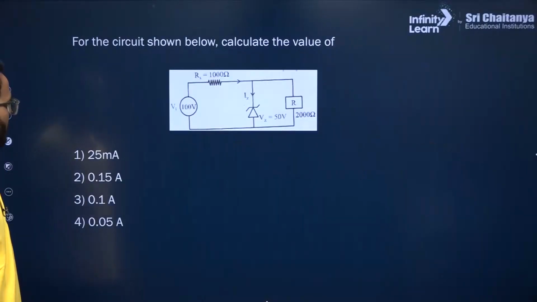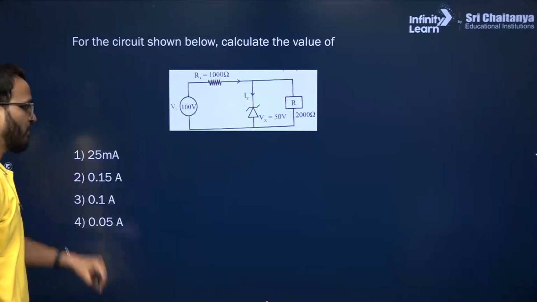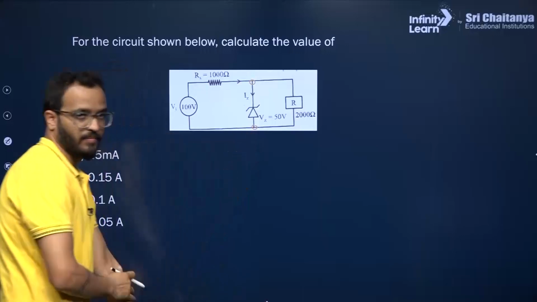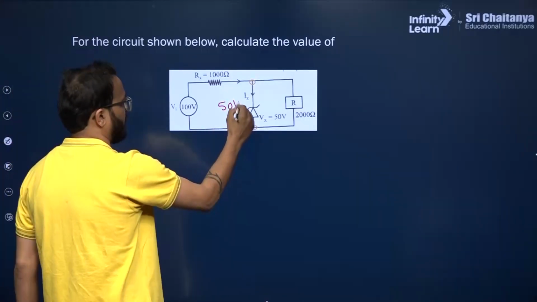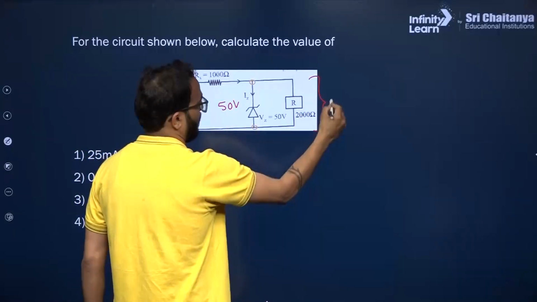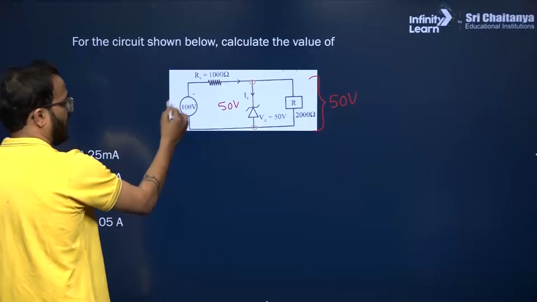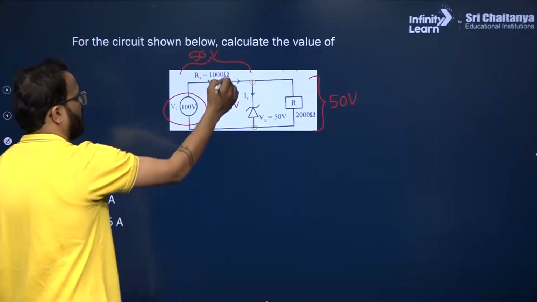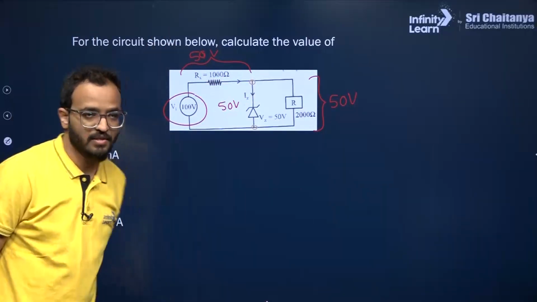Got it? Zener diode, my favorite. How to solve it? Already the potential difference here is 50 volts, right? So this potential difference will also be 50 volts. And if this is 100 volts, this potential difference will also be 50 volts. Are you understanding? So we know the potential difference across every resistance.